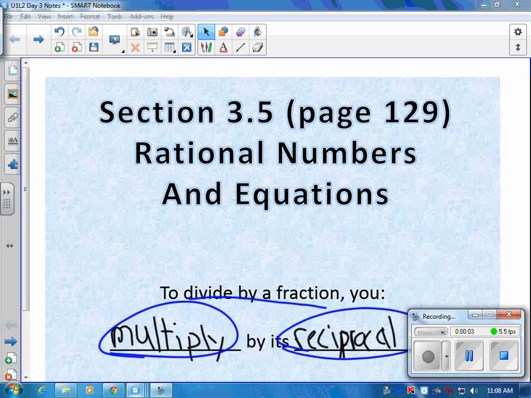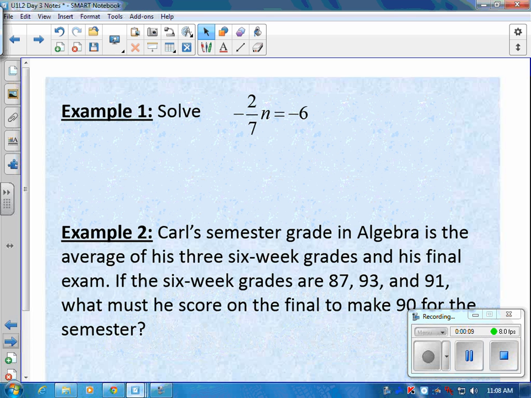To divide by a fraction, multiply by its reciprocal. We are going to use that in pretty much every problem in this section.